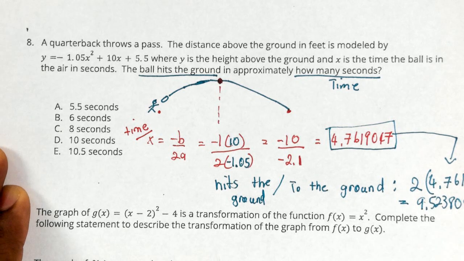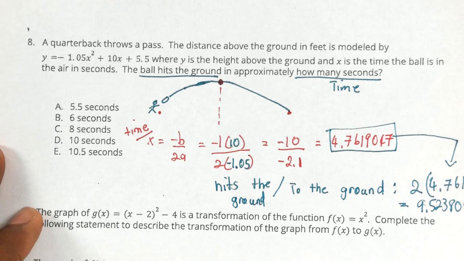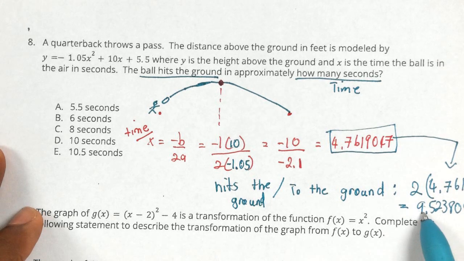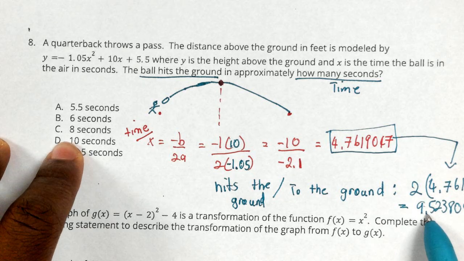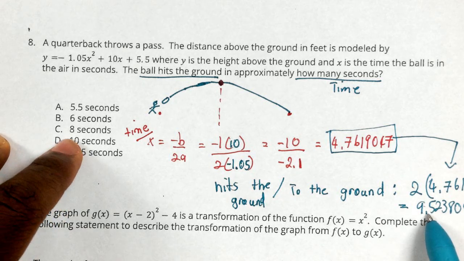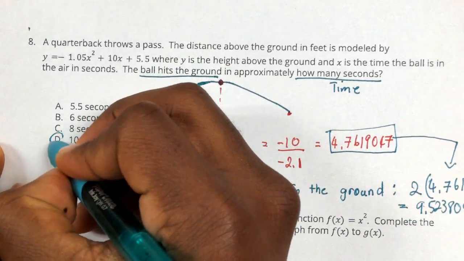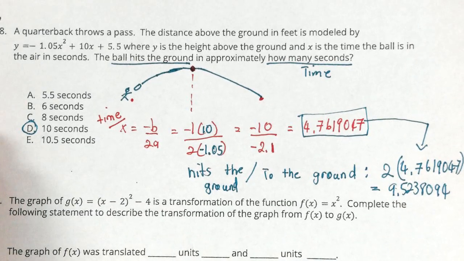9.523894. Did it tell us to round? It didn't tell us to round. But let's try to find the closest answer to my answer right here. My closest answer would be 10. So my answer would be D. Just like that.